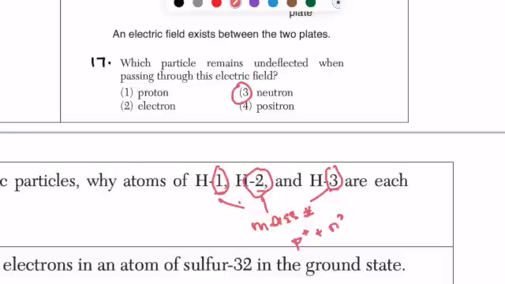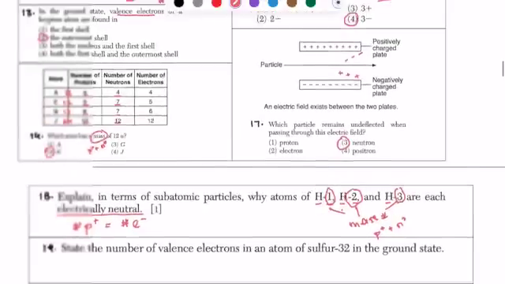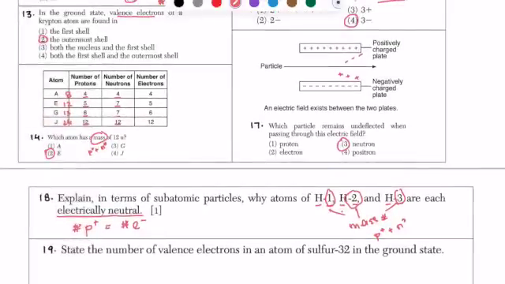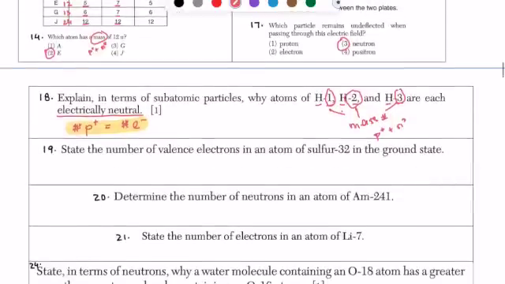And when we see the same element written with 3 different numbers, we know for sure that the number of protons is not changing in all of them, because it's still the same element. As long as it's the same element, it's going to have the same number of protons. So the only thing that's changing here is the number of neutrons. If the number of protons is the same, that means the number of electrons is also going to be the same. So to answer this question, you can simply say these 3 atoms are electrically neutral because the number of protons is equal to the number of electrons.